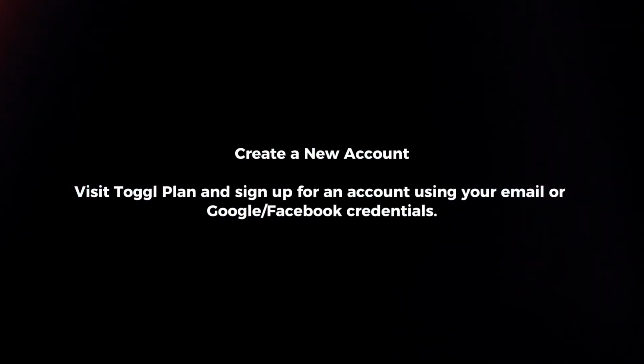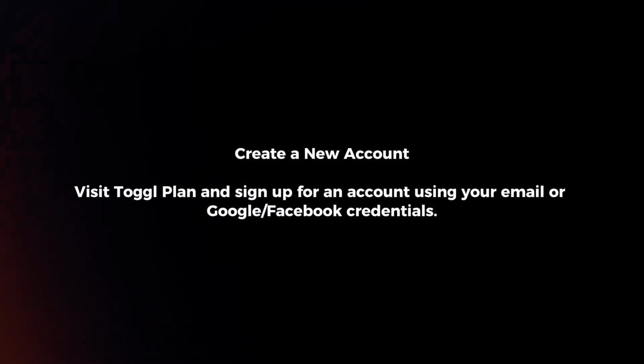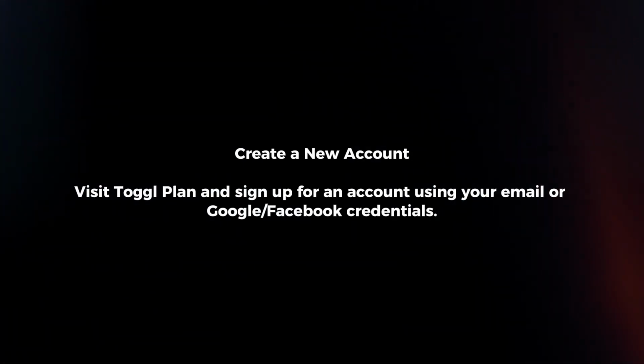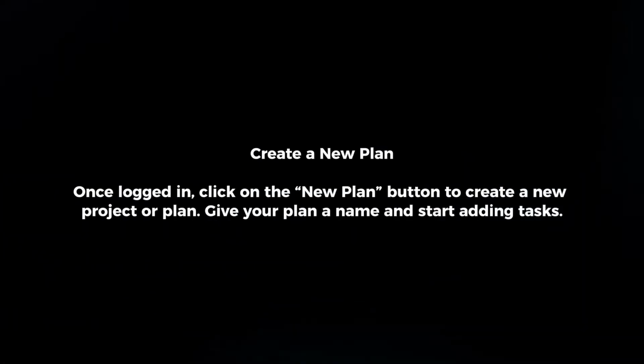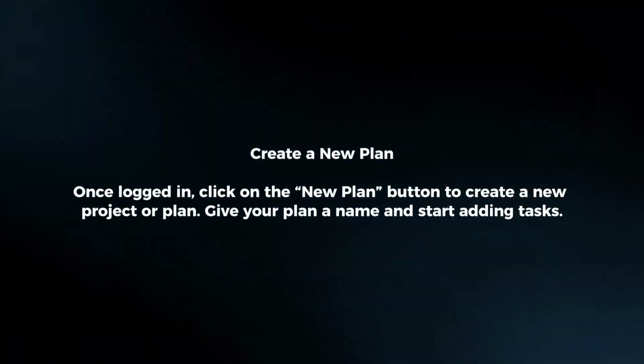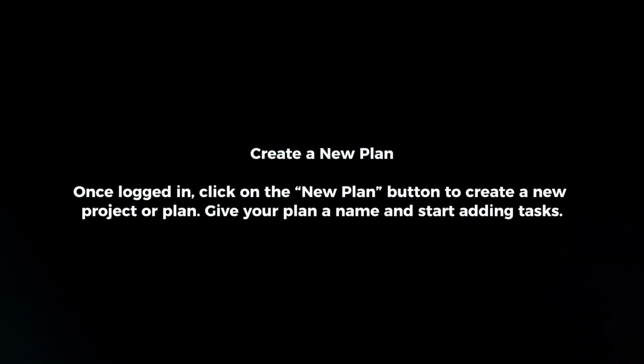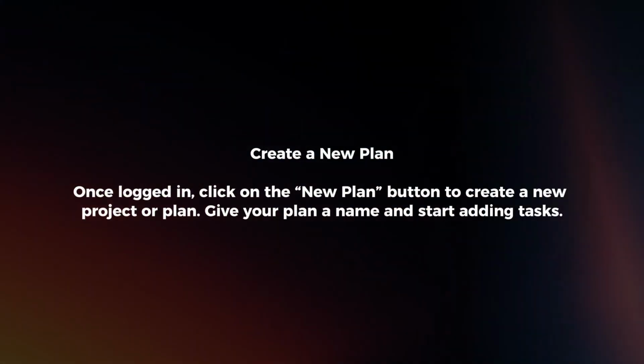Create a new account. Visit Toggl Plan and sign up for an account using your email or Google or Facebook credentials. Create a new plan. Once logged in, click on the New Plan button to create a new project or plan. Give your plan a name and start adding tasks.